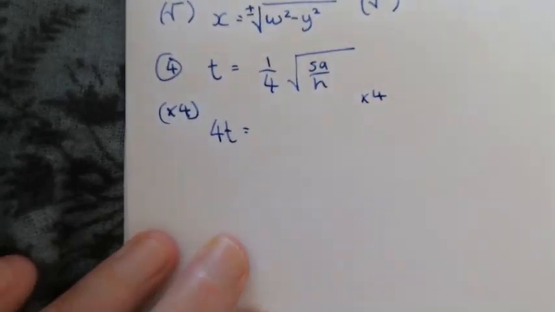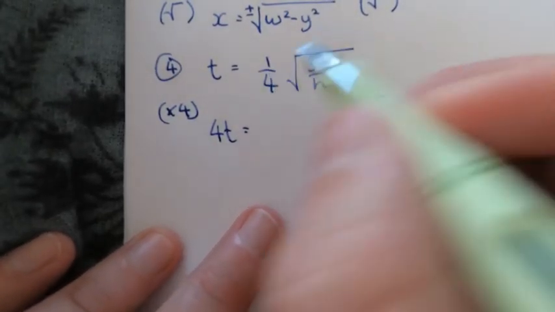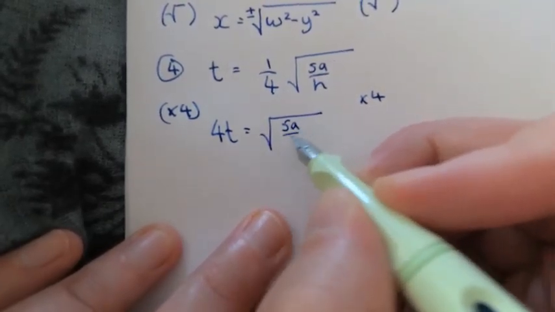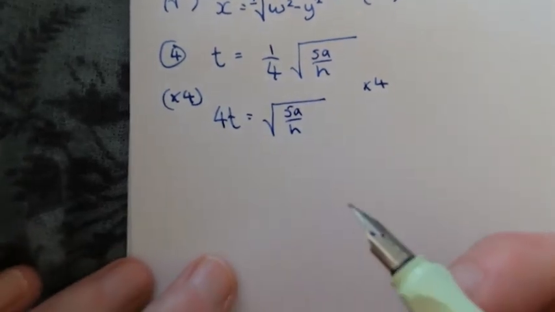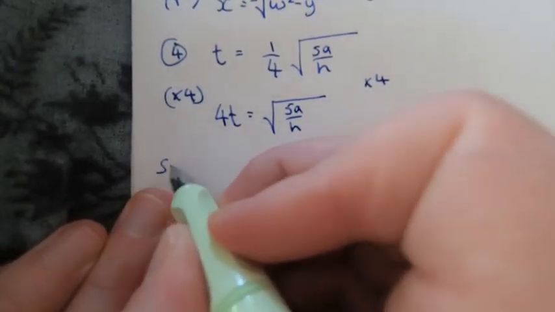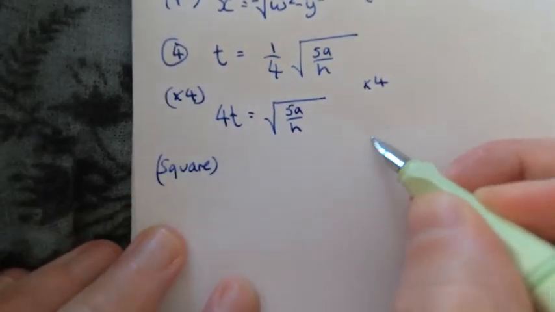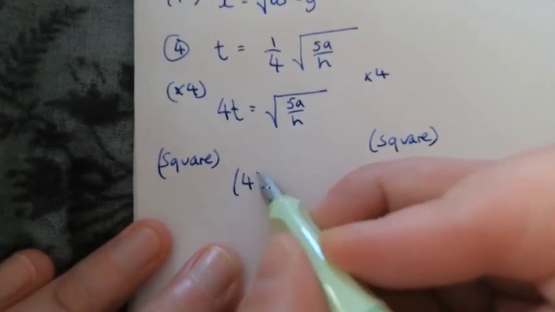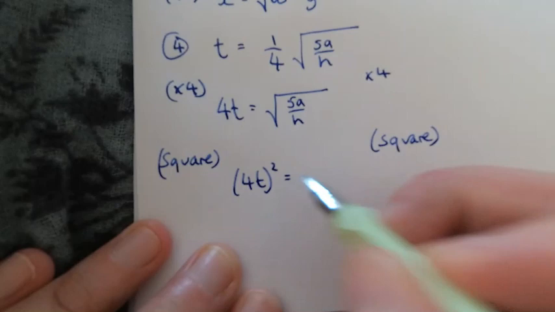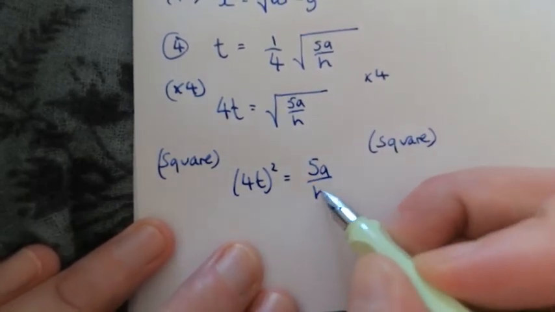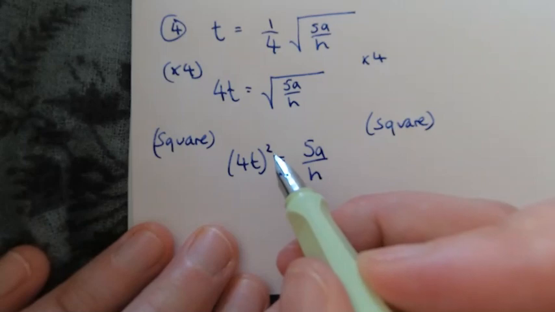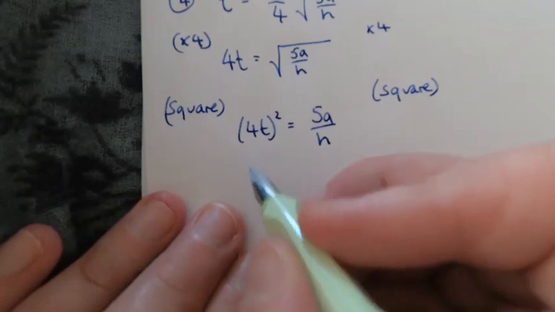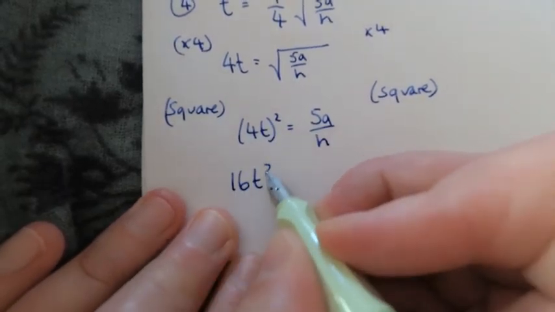4t on the left. 4 lots of a quarter is just 1, so that just goes, and I'm left with 5a over h. Now I think is the better time to square everything. So let's square both sides. And I end up with 4t squared equals 5a over h. Notice I haven't just squared the t, the 4 also needs to be squared. So let's rewrite this one as 16t squared.